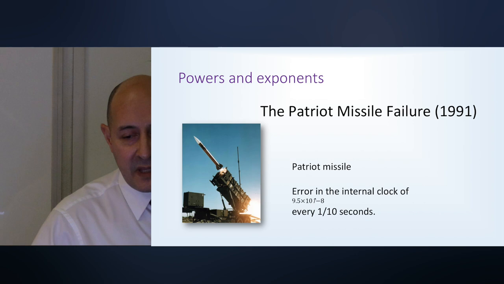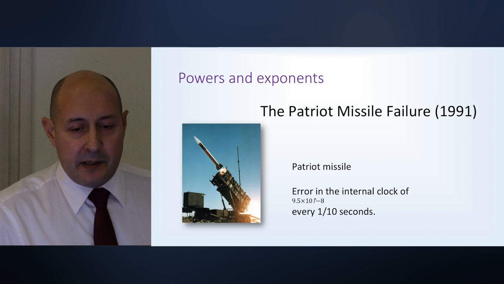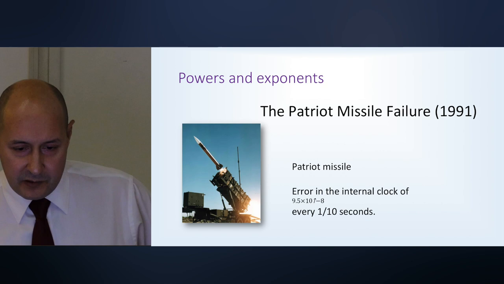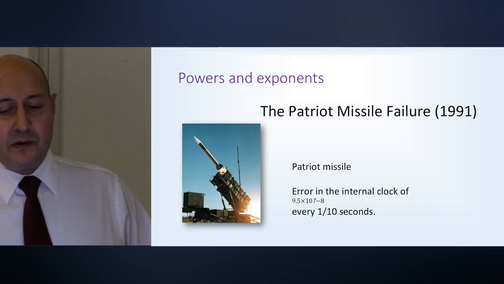And of course, the idea is that you can intercept these kinds of missiles, right? The United States has the Patriot missile, which is right there. The point is that the Patriot missile was unable to intercept the Scud successfully, and there were some casualties. And what happened in this story is that there was an error in the internal clock of the Patriot missile. This error was this number that is right here, 9.5 times 10 to the exponent negative 8 every 1/10 of a second. So that's extremely small, right?